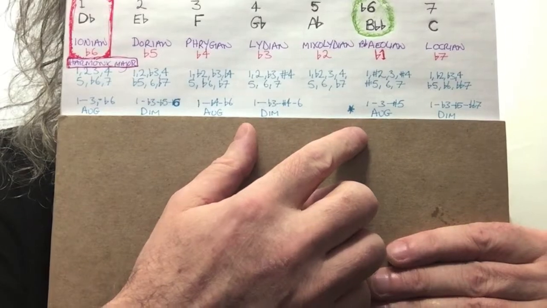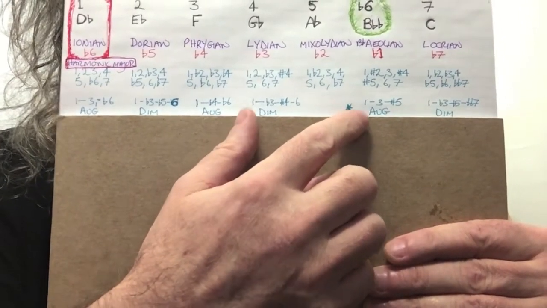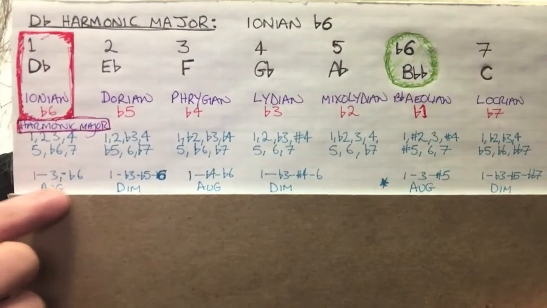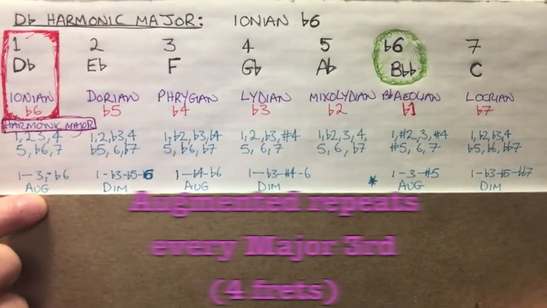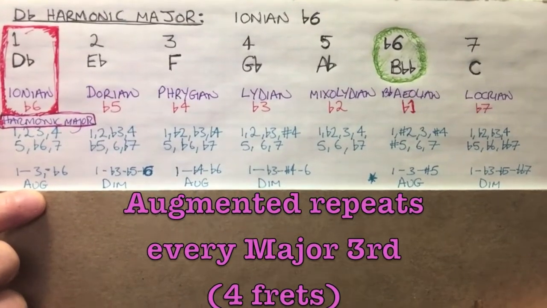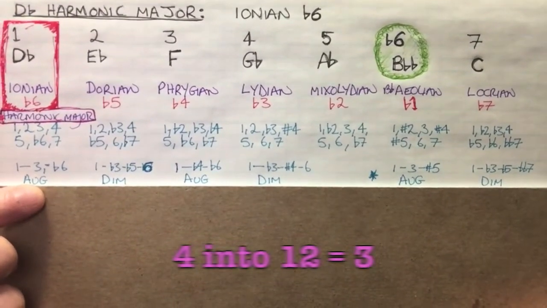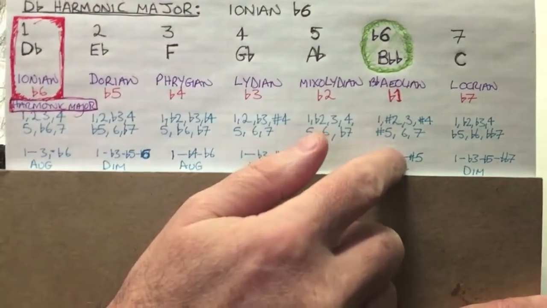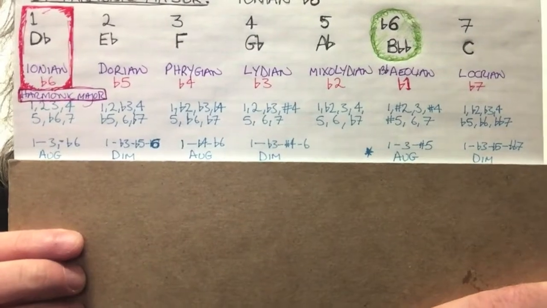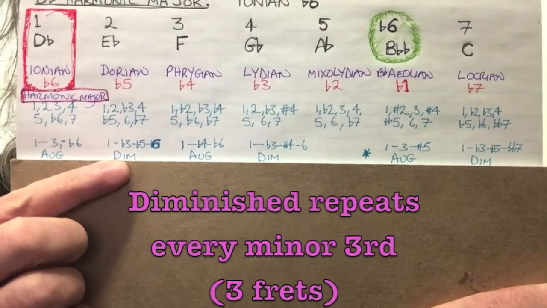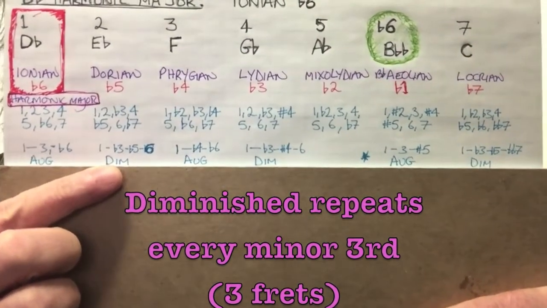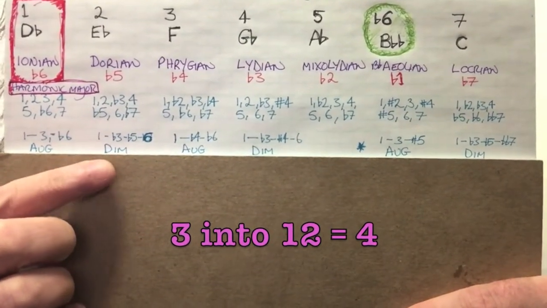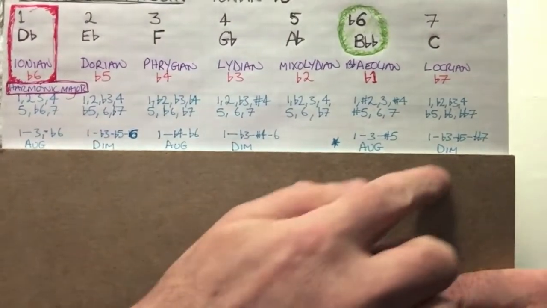Continuing on, obviously we know the augmented is a 1, a 3 and a sharp 5. That figures out here. Okay, so I told you in the video that the augmented chord repeats itself every major third interval, which is 4 frets. So 4 into 12 goes 3 times, and we got it. On the 1 we got augmented, on the 3 we got augmented, on the flat 6 we got augmented. In the earlier video I told you the diminished repeats itself every 3 frets, which is a minor third interval, and 3 into 12 goes 4 times, so we got diminished, diminished, diminished.